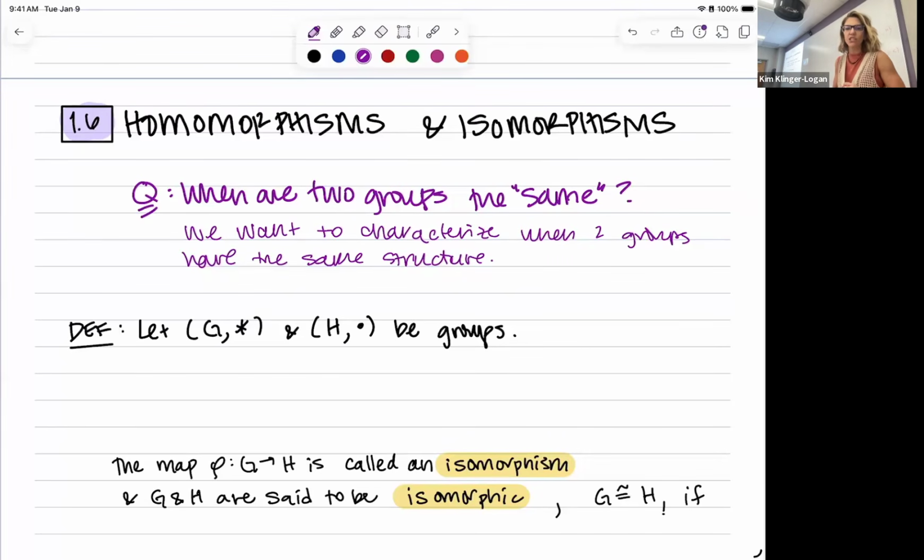Okay. And to do this, we need to use functions. I might want to say something like, hey, G and H might have different elements. They might not even have the same operations, but they feel very similar. How do I go from one to the other to say that they might be the same? What am I going to do to each of those elements? I want to think of a map that goes from the elements here to the elements there that tells me the structure is the same. And so that's the first notion we need here, the notion of a homomorphism.